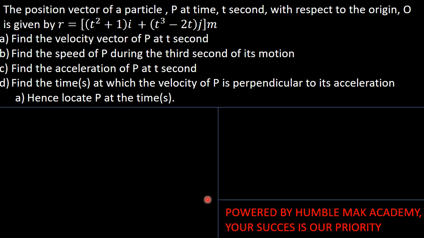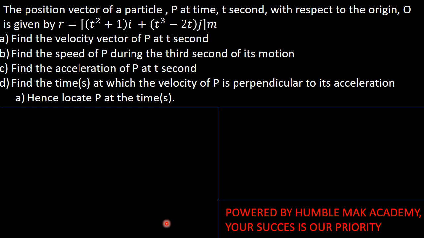In today's video we shall be looking at how we can answer this question I have here on screen. Guys, this question was proposed to me by one of my subscribers. The question reads that the position vector of a particle P at time t seconds with respect to the origin O is given by r equal to (t squared plus 1) i plus (t cubed minus 2t) j meters.